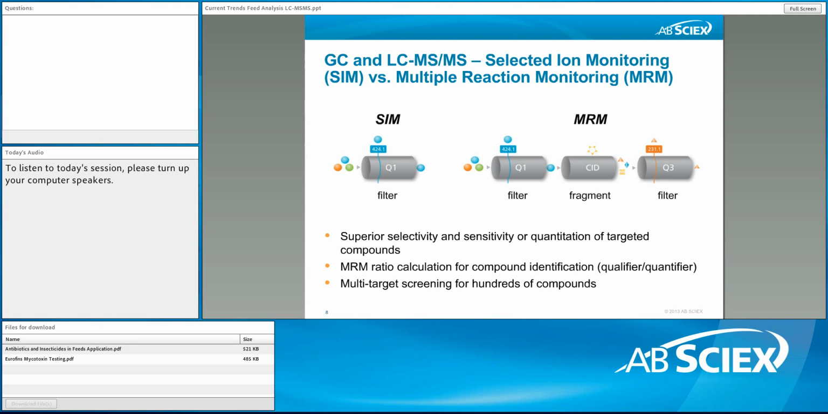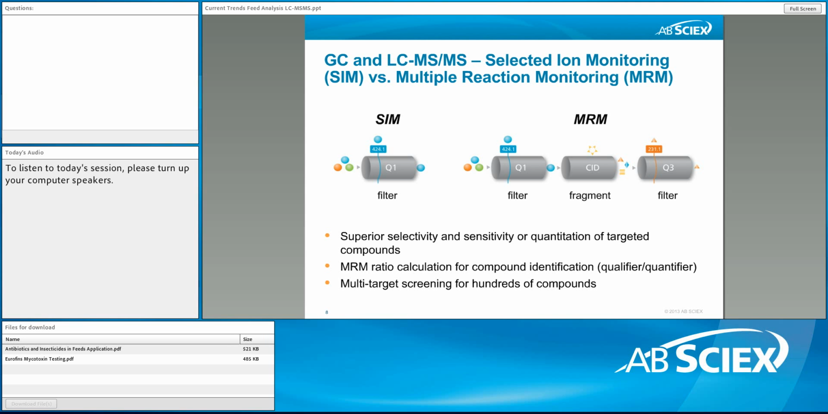And we do that by using the quadrupoles of our system to filter a specific target ion. In the case of selected ion monitoring, we for instance filter the molecular ion of a specific analyte we are interested in. And if we use multiple reaction monitoring in LCMS, we filter the molecular ion, then we generate fragment ions out of this specific molecular ion, and then we filter a specific fragment ion for the target analyte again.